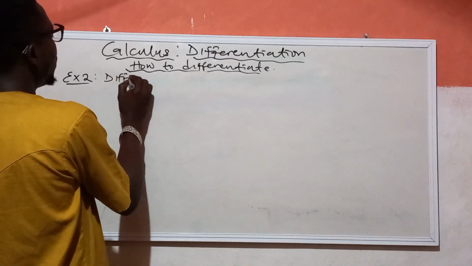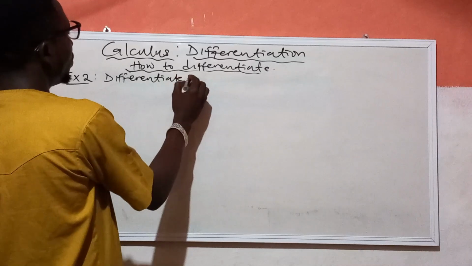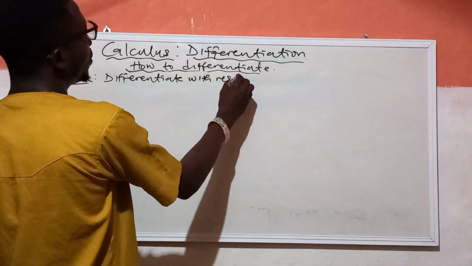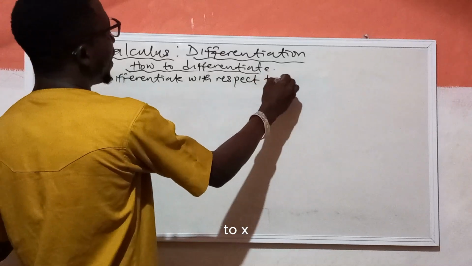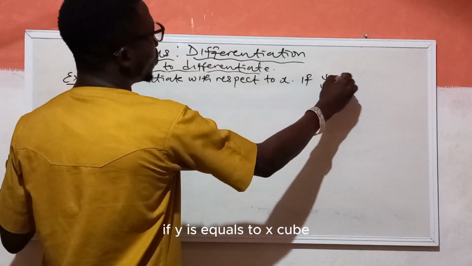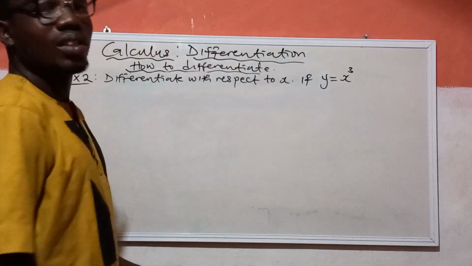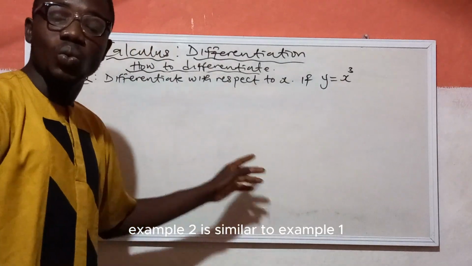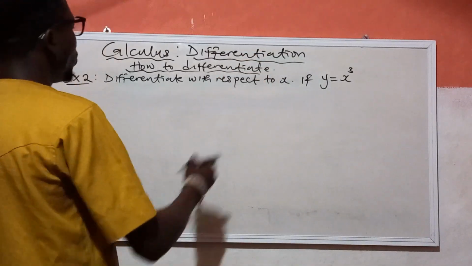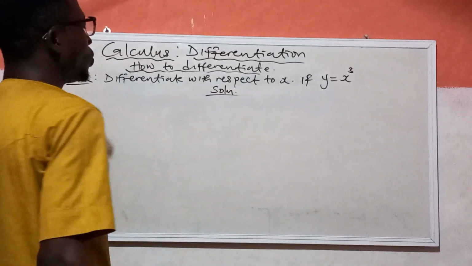Differentiate with respect to x if y is equal to x cubed. Solution.